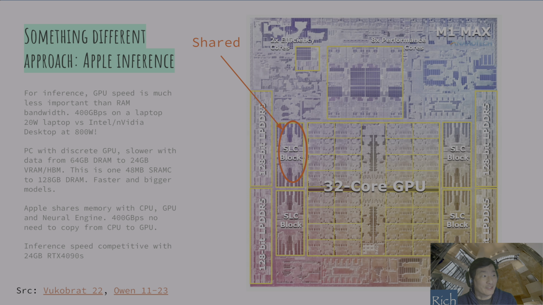Kind of amazing, right? Well, Apple did something very different. So what you see here is the Apple M1 Max chip. The current M3 Max is very similar.